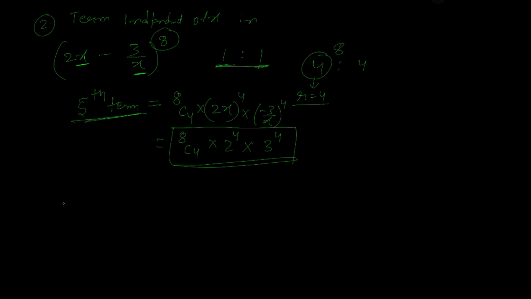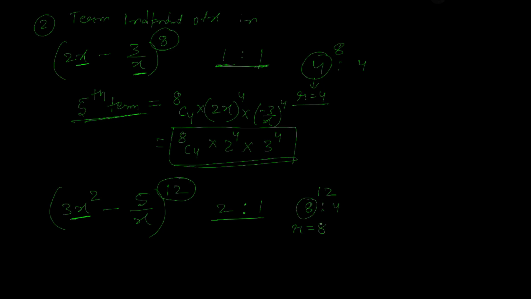I'll give you one more example. (3x² − 5/x)^12. So can you find the term independent of x? Yes. Let's see. The degree of x in the term where it is in the numerator is 2. The degree of x where it is in the denominator is 1. The ratio is 2:1. Can you divide the given power in this ratio 2:1? So 12 divided in the ratio 2:1 will be 8:4. So this is the value of r, right? r equal to 8. So the ninth term will be it. There will be many questions. The question can be, which term is independent of x? The ninth term.